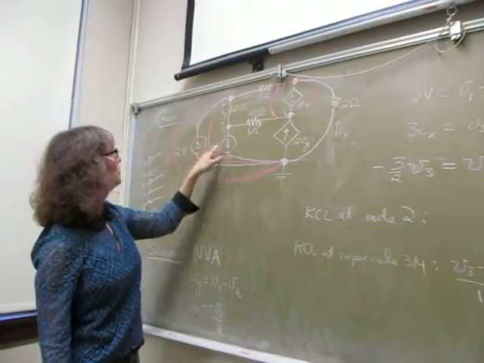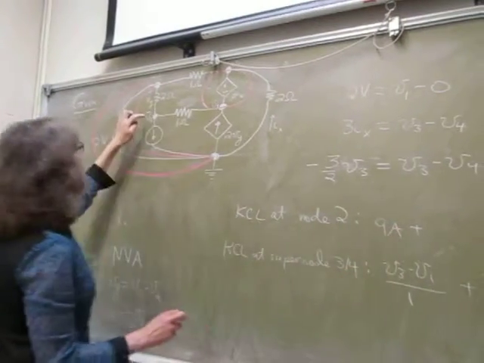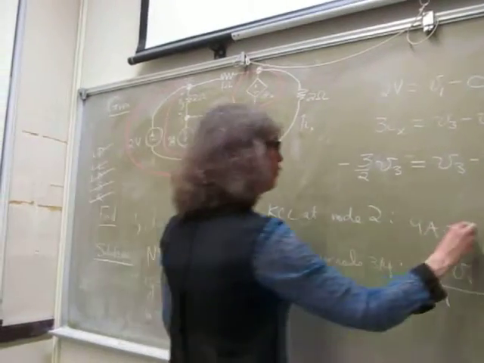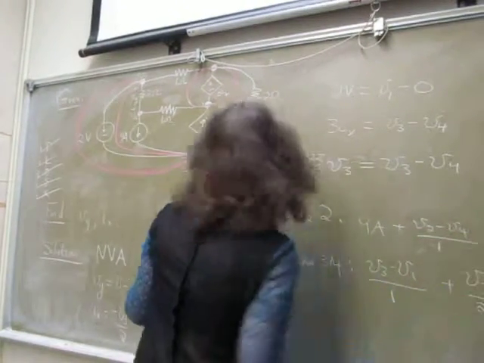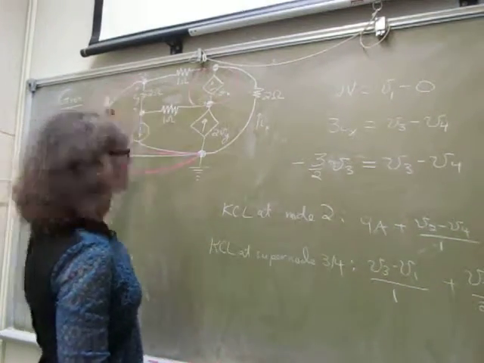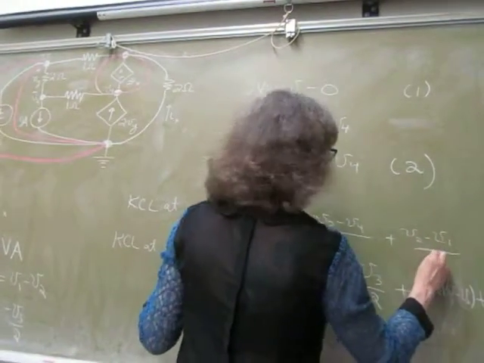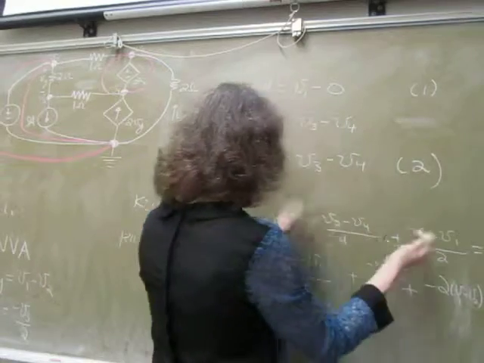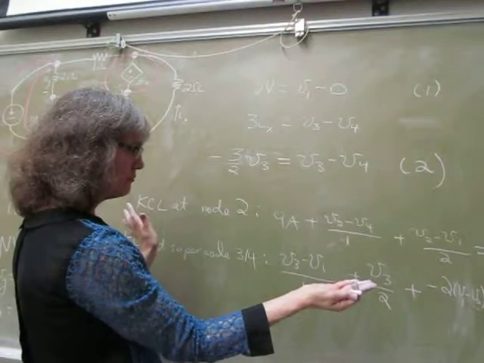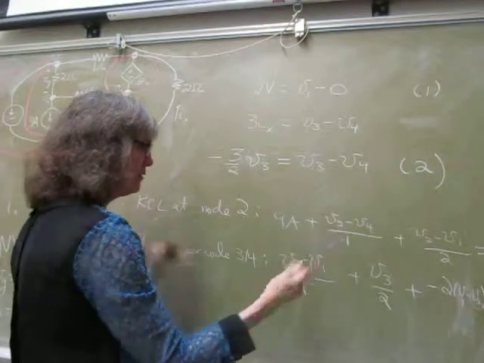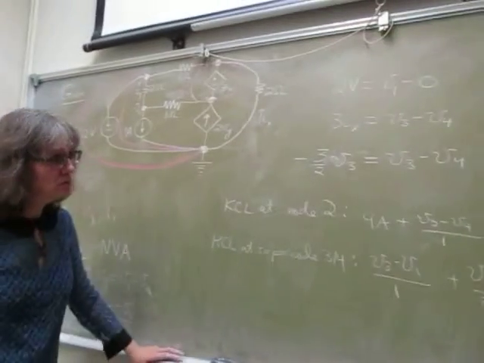Okay, I've only got 3 branches, so I've got 9 amps plus V2 minus V4 over 1 plus V2 minus V1 over 2. And I'm looking at it, I feel happy because it's only node voltages. And so I've got 4 equations in 4 unknowns.